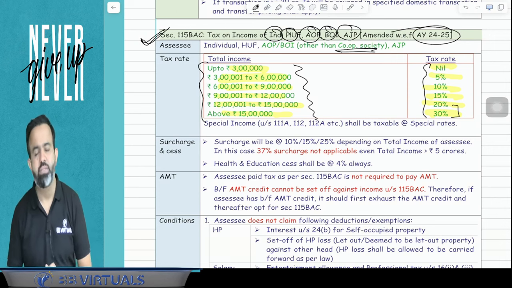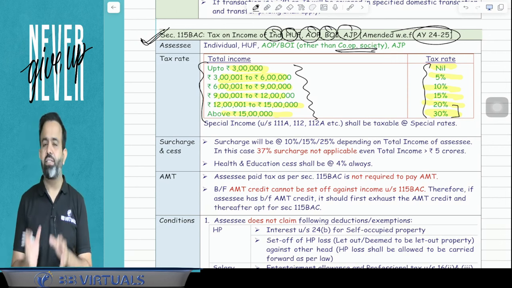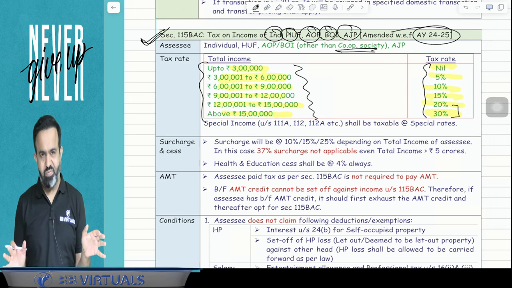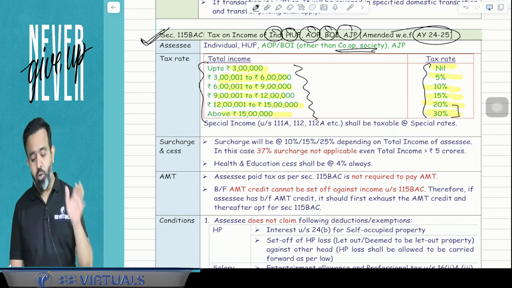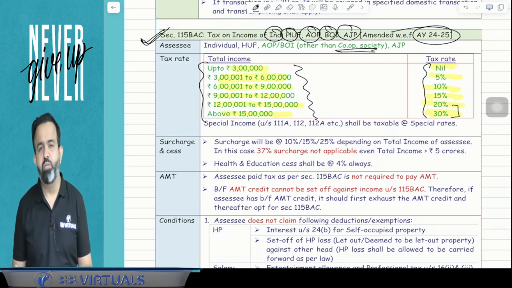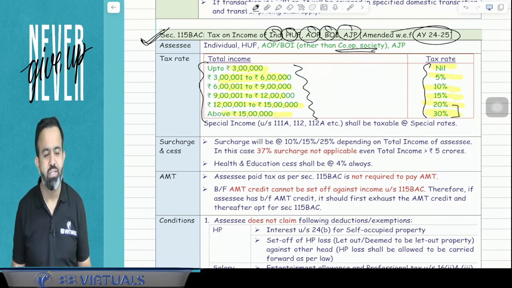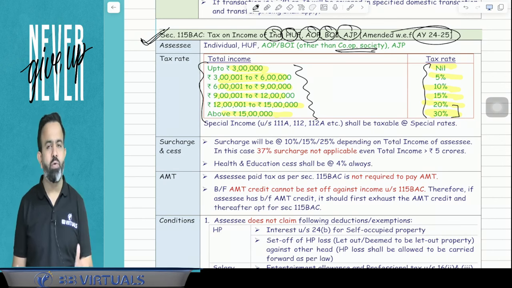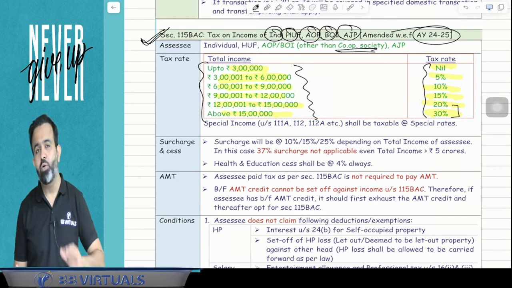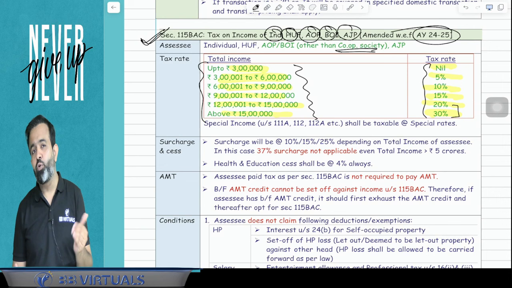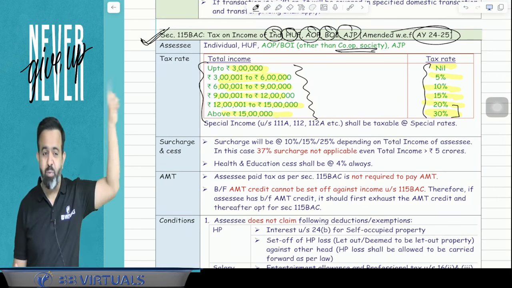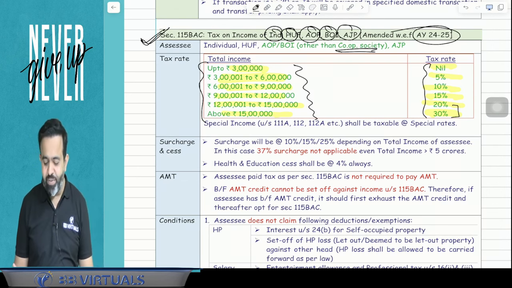Now, the question is what is the surcharge? Guys, here surcharge will depend on the total income. If the total income of individual, HUF, AOP, BOI, artificial juridical person is up to 50 lakh, there is no surcharge. More than 50 lakh, up to 1 crore, 10% surcharge. More than 1 crore, up to 2 crore, 15% surcharge. More than 2 crore, up to 5 crore, 25% surcharge. More than 5 crore, you know that in the normal provision, there was 37% surcharge.